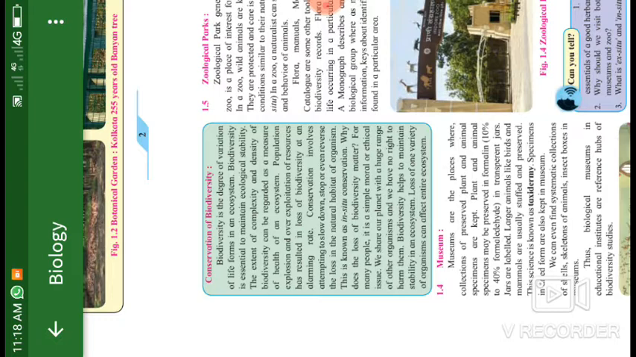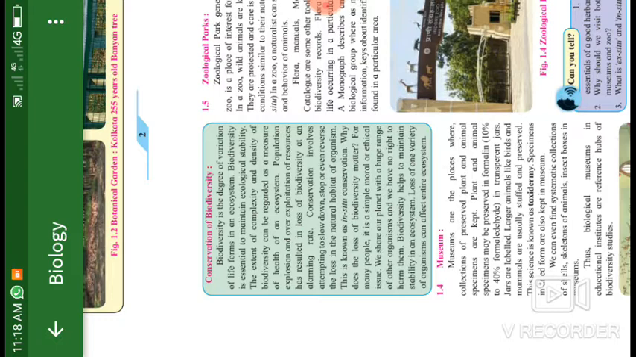What do you understand from the terms in situ and ex situ conservation? So in situ conservation is the conservation of plant and animal species in their original habitats, such as national parks, biodiversity parks, and sanctuaries, where the plants and animals are kept in their natural habitats. But ex situ conservation is like zoological parks or botanical gardens, where the specimens are kept under human supervision and under the control of human interference.